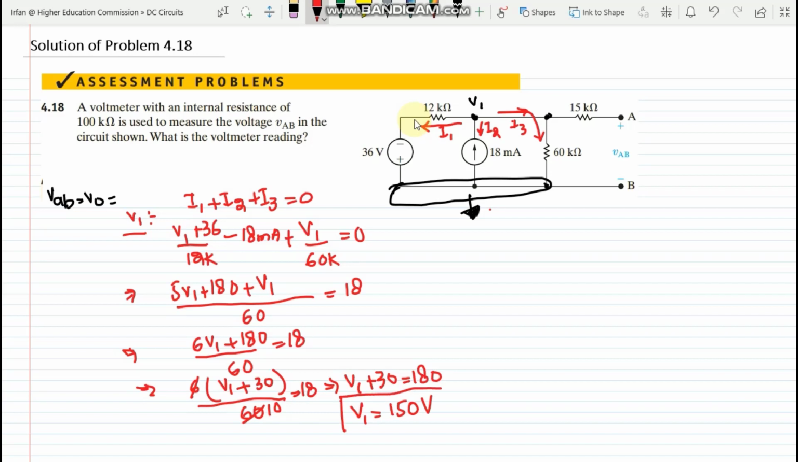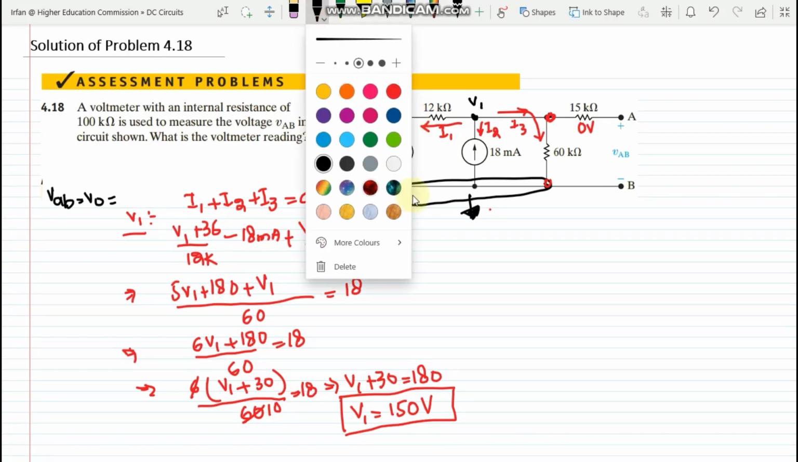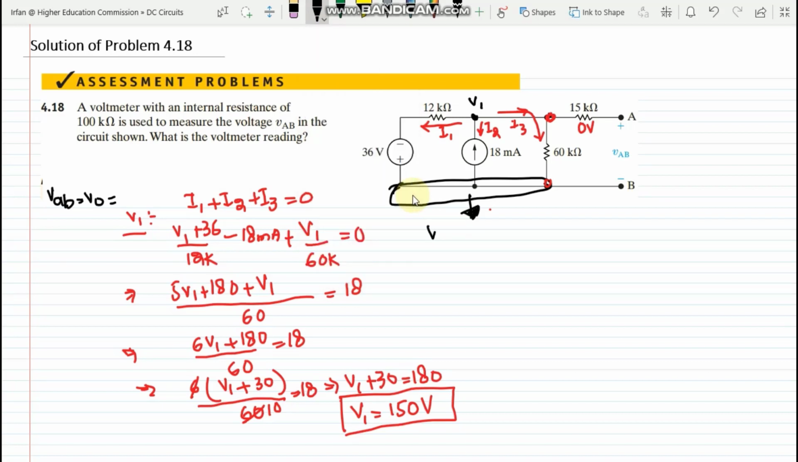So that is the value of v1, and I can clearly see here that as no current is flowing through the 15 kilo ohm resistor, the voltage drop here is 0 volts. So that's why the value of VAB is also the value of v1. So here the value of v0 is equal to v1, which is equal to 150 volts. Okay, so that is my voltage here.